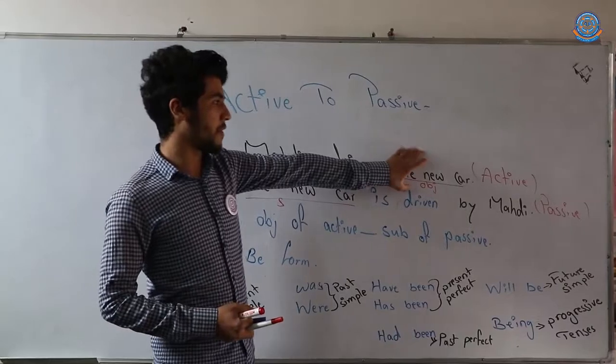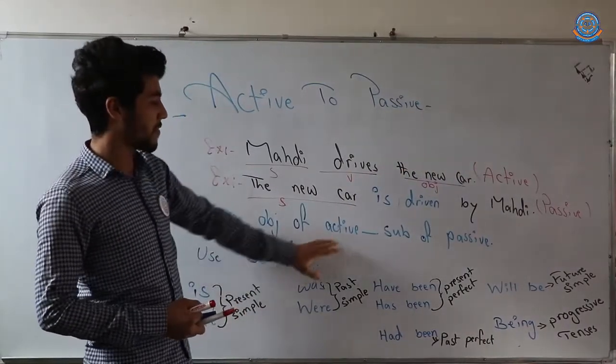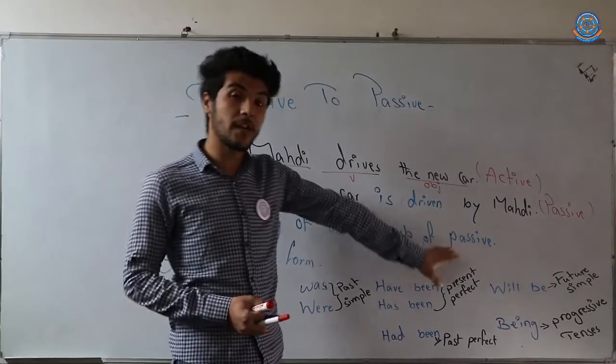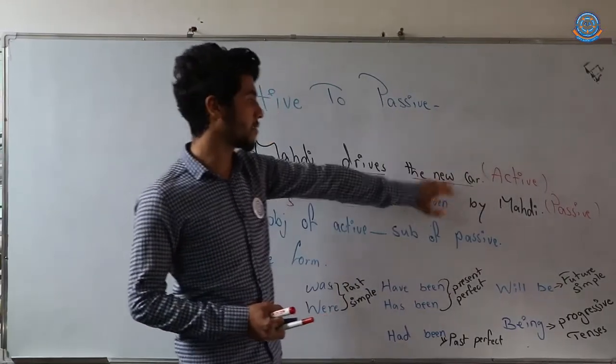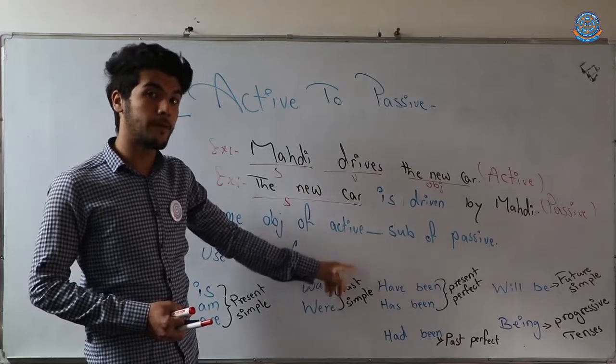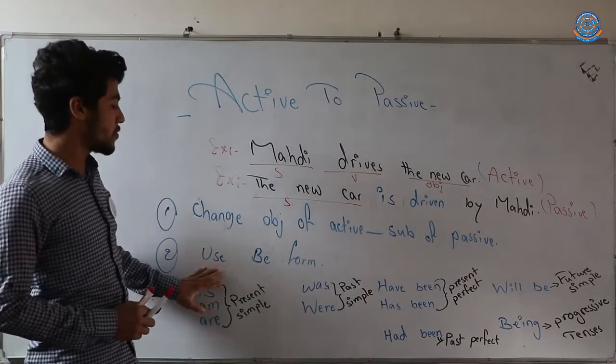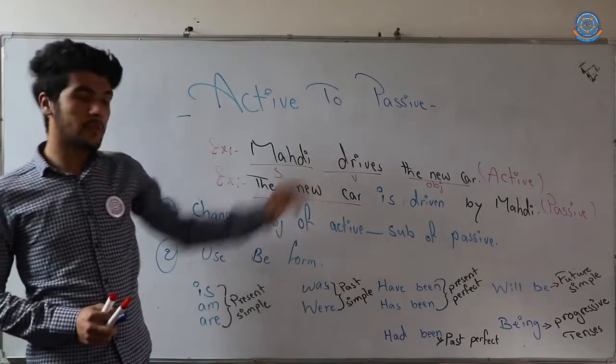Now, this is the object of the active sentence. As the first rule said, we directly change the object of an active sentence to the subject of the passive sentence. We bring this one, the new car, as the subject of the passive sentence. Got it? Very clear.